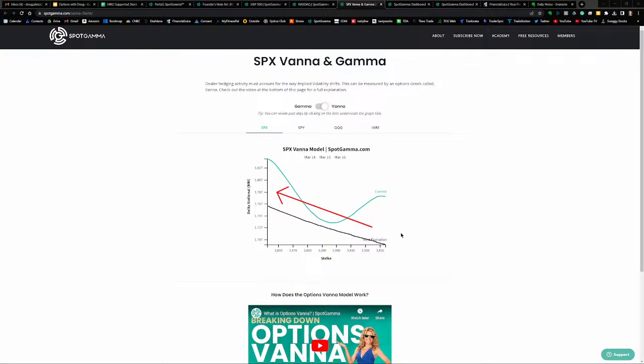This is showing that as price decreases, market makers' delta notional will increase, and this is typical of a negative gamma environment. And again, they have to sell futures to hedge their delta exposure. And it works the other way around. As price increases, their delta notional decreases, and they can buy back their short futures. So again, in a negative gamma environment, they're trading with price.